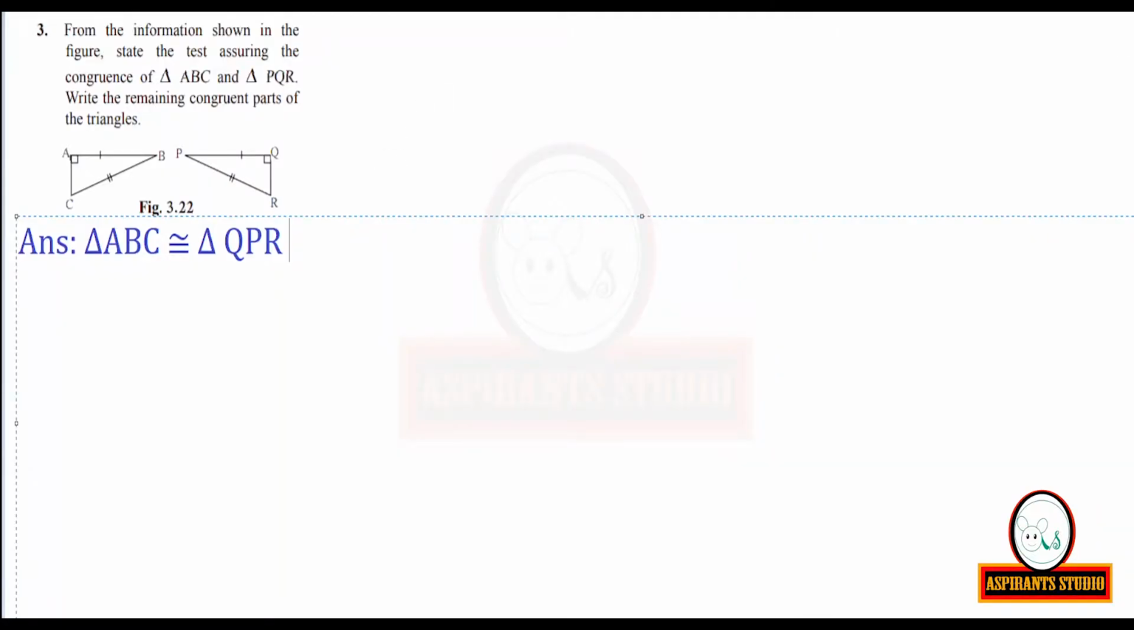Exercise 3.2, question number 3. From the information shown in the figure, state the test assuring the congruence of triangle ABC and triangle PQR. Write the remaining congruent parts of the triangles.